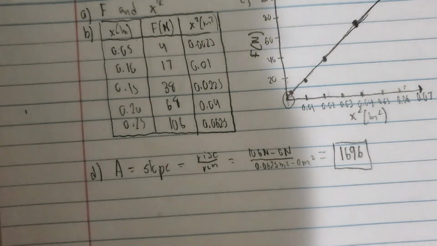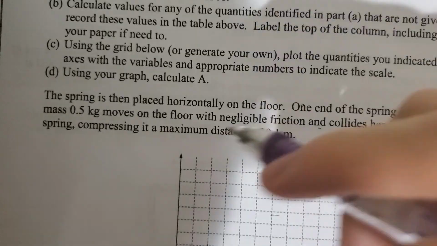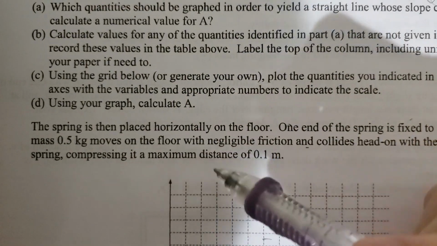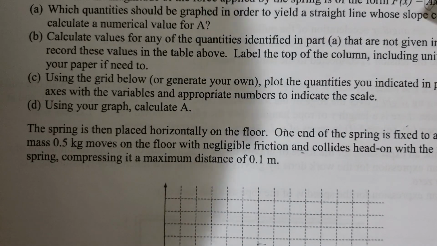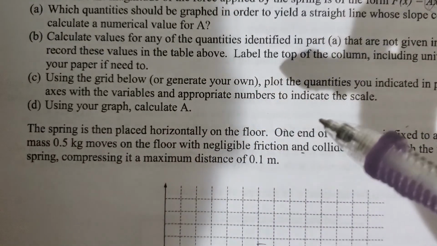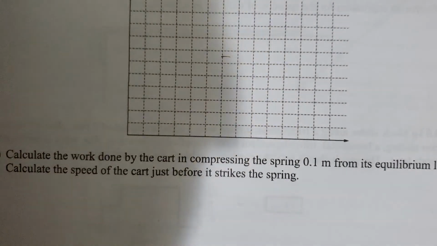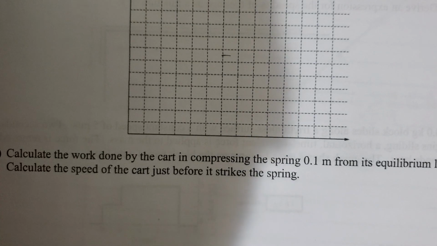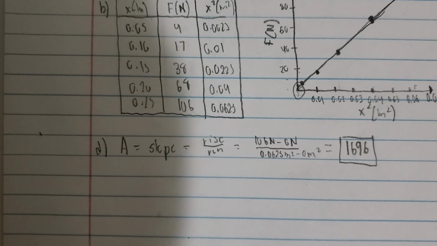All right. Now part E. So it says, so we have a new scenario. The spring is placed horizontally on the floor. One end of the spring is fixed onto the wall. A cart of mass 0.5 moves on the floor with negligible friction and collides head-on with the free end of the spring and compresses it a maximum distance of 0.1 meter. Now it says to calculate the work done by the cart in compressing the spring 0.1 meter from its equilibrium length.